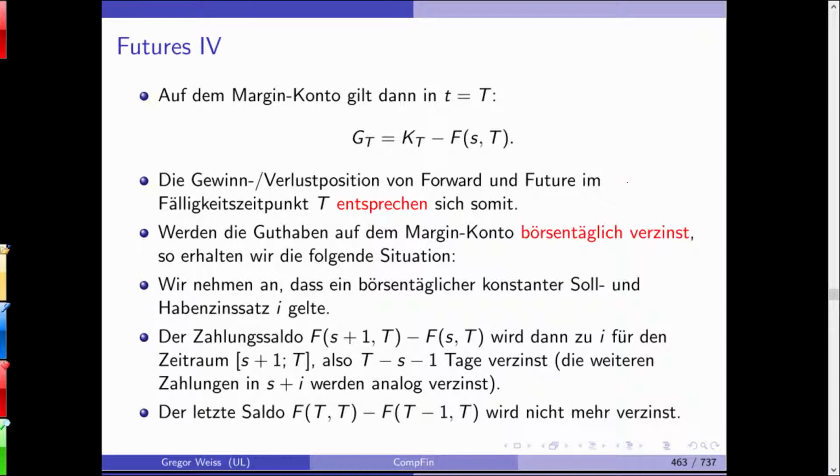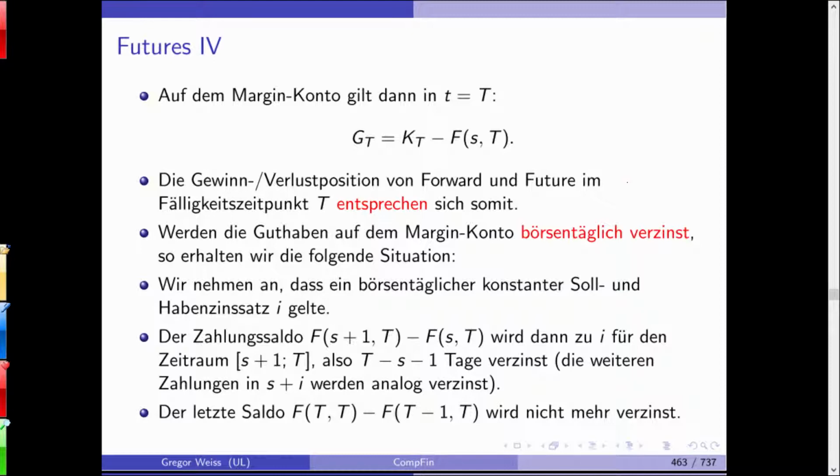You have a margin account, meaning that usually with interest rates being larger than 0, you would expect those payments and this cash on your margin account to be interest bearing. Right now, with zero interest rates, we can neglect this, and this is why we will see slight differences between forward and future contracts.